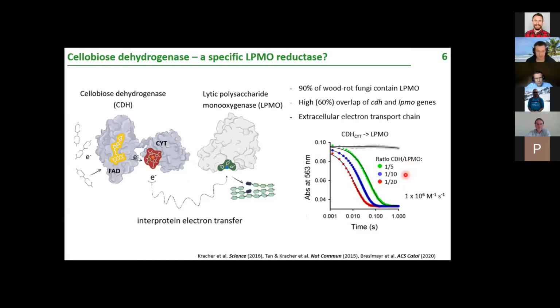We can use the same kind of technique to monitor the electron transfer between the CDH and the LPMO. And again, when we mix reduced CDH with oxidized LPMO, we can see a very fast depletion of electrons from the cytochrome domain. So this amounts to a molecular rate constant of about 10^6 per molar per second. So this is very efficient, and in any case, much, much faster than catalysis by LPMO.